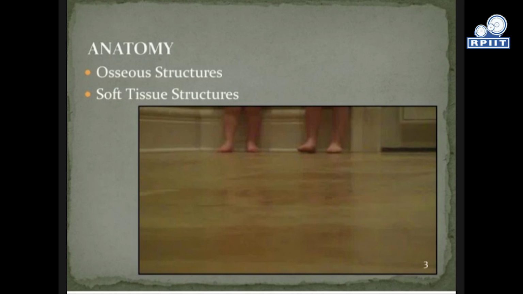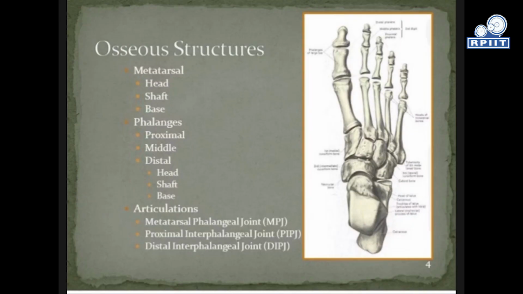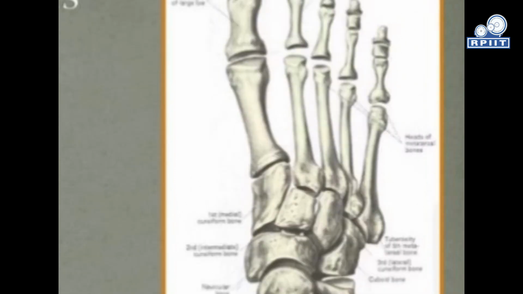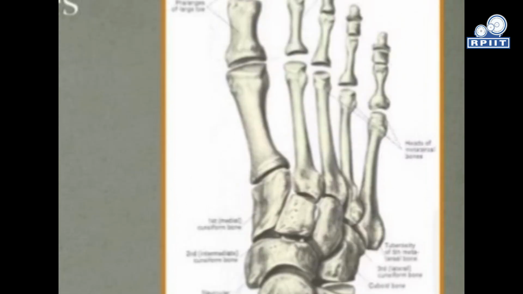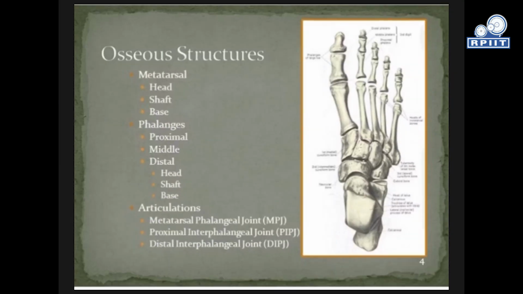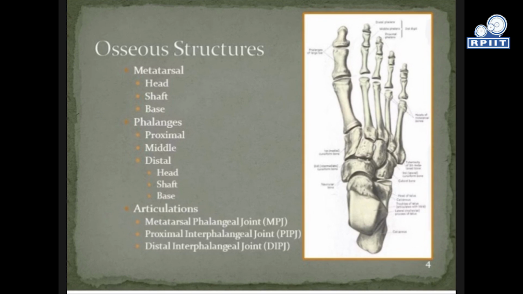Firstly, let's discuss anatomy. There are two types of structure: the osseous structure and the soft tissue structure. In the osseous structure, there are three parts: metatarsal, phalanges and articulation. In the metatarsal, you can see here the head, shaft and base. And in the phalanx, the proximal phalanx, middle phalanx and distal phalanx.